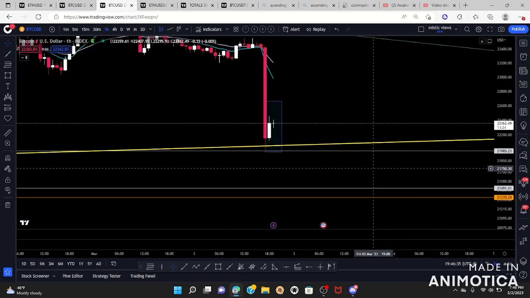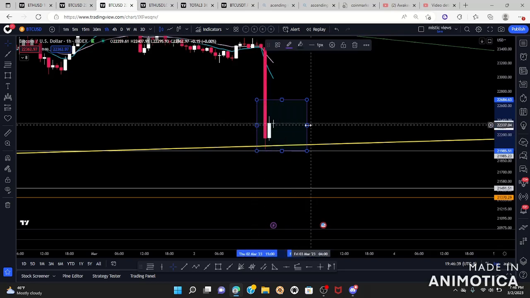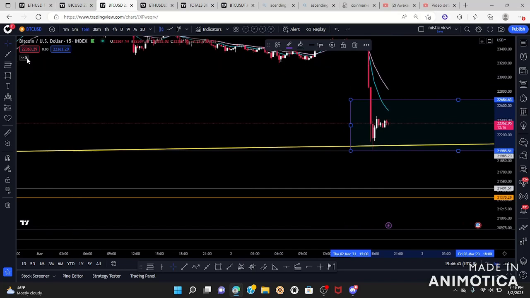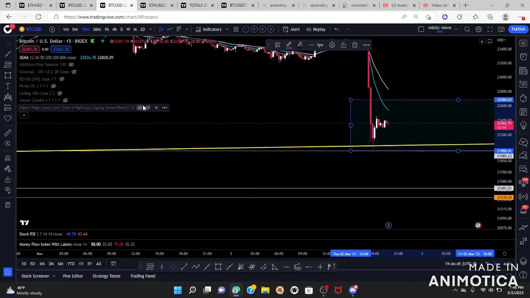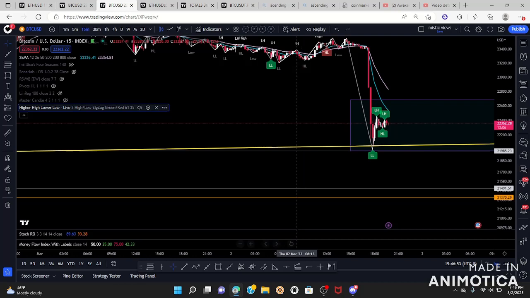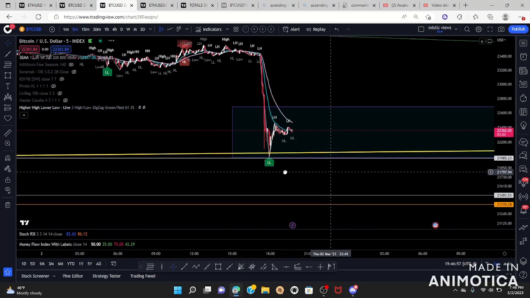Again, make a range. The most important thing is for you to make a range within using your higher high, lower low, right? Let's go ahead and mark this to 3. Beautiful. Let's come down to the 5-minute.